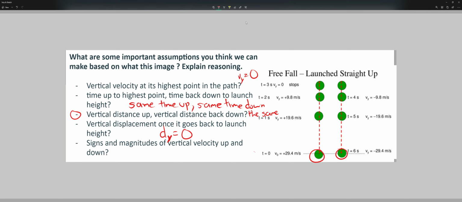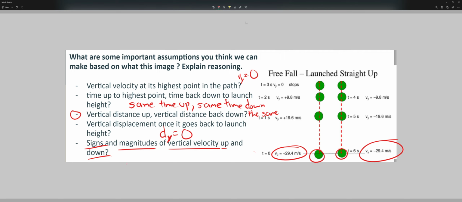Let's look at the last assumption we can make. What can we assume about the signs and the magnitudes of your vertical velocity up and down? Let's take a look at our initial velocity. Our initial velocity is positive 29.4 meters per second. And when the ball lands back down, my velocity there is negative 29.4 meters per second.